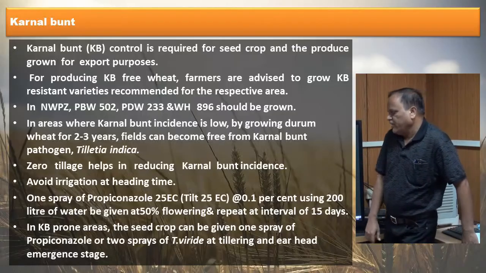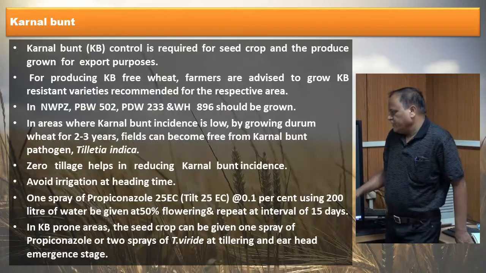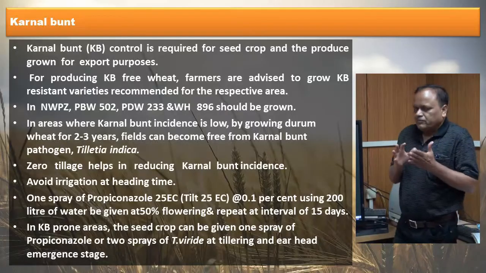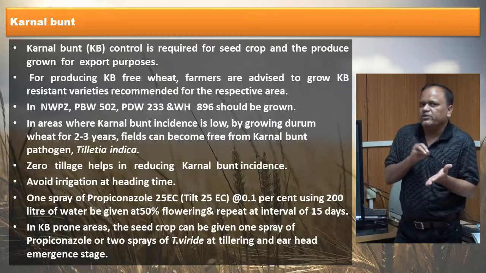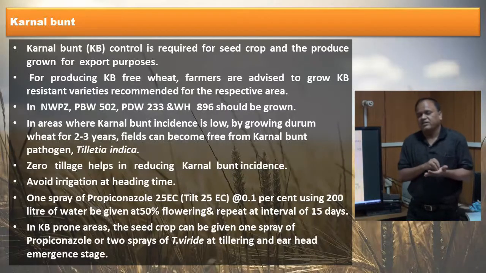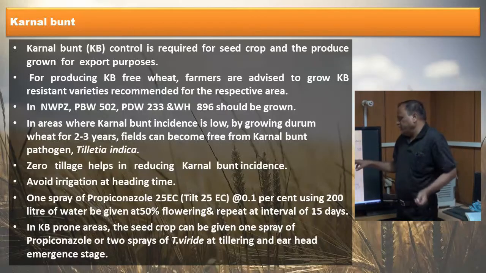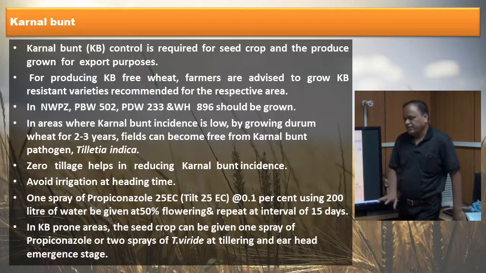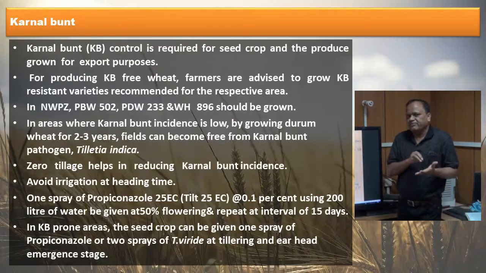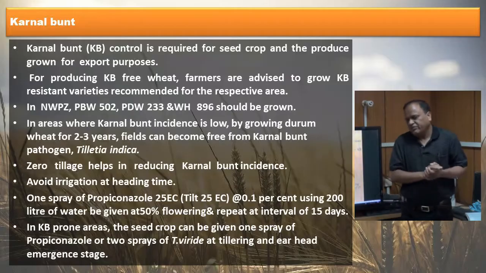should be grown. In areas where kernel bunt incidence is low, discontinue the growing of Triticum aestivum, that is bread wheat, and in that area it is recommended to grow Triticum durum wheat for 2 to 3 years. Then after that you can grow Triticum aestivum and you will find there is no incidence of kernel bunt.